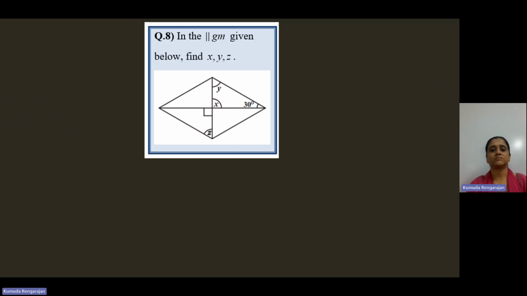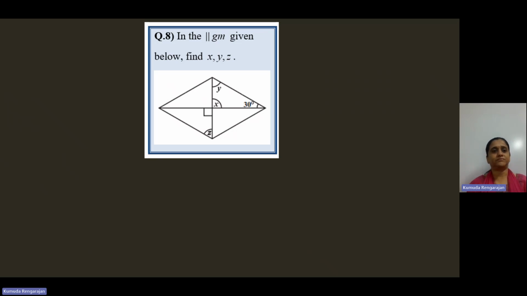Correct. Because it is a right angle, 90 plus 30 plus y is equal to 180, so y is equal to 60. Very good. Then, by the property of angles, z is equal to 60. Z is equal to 60.